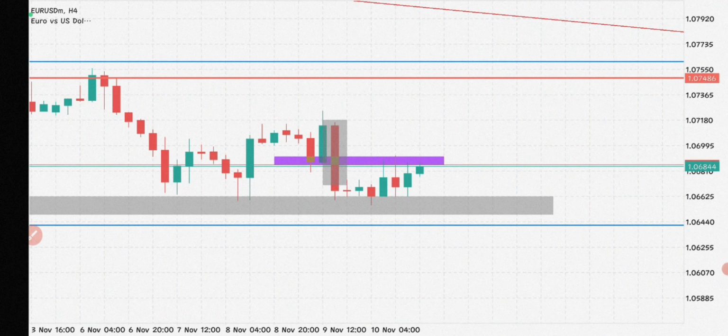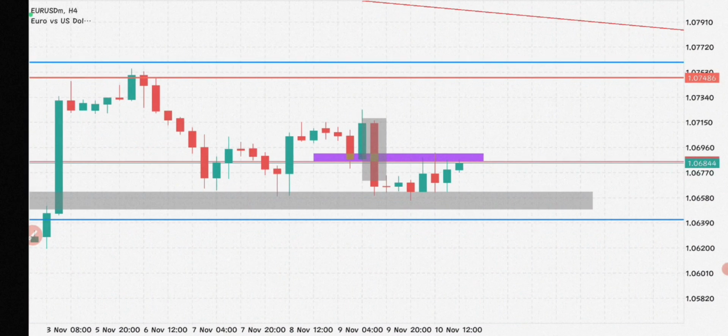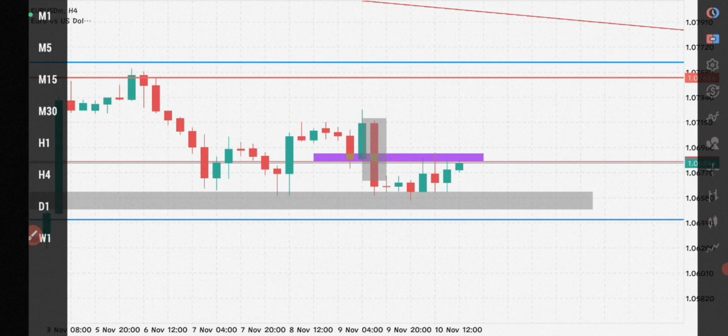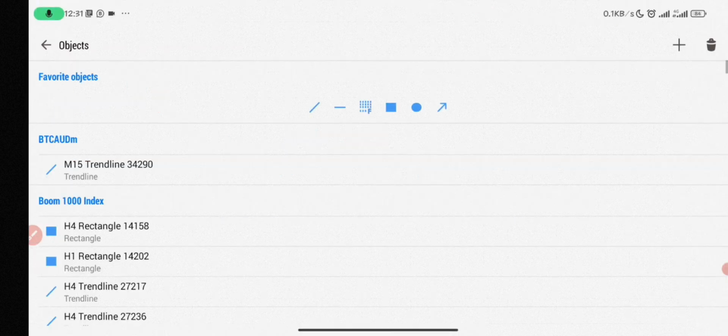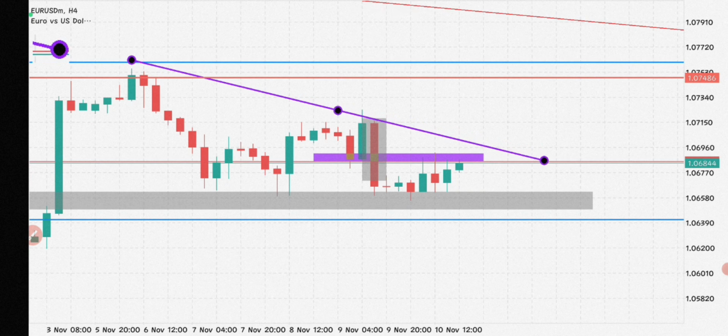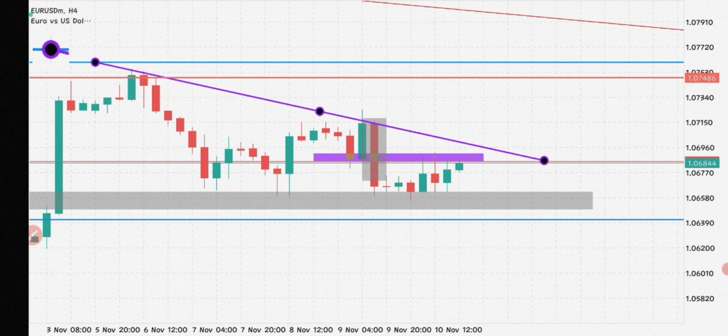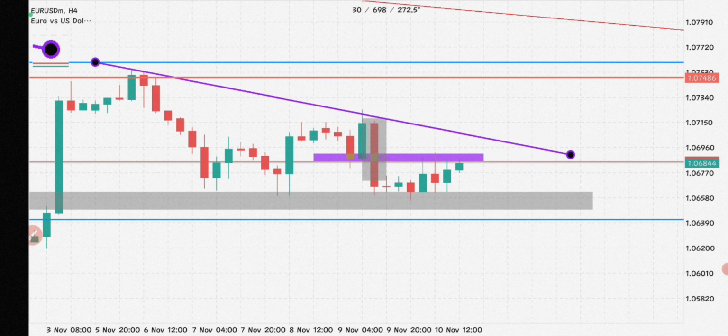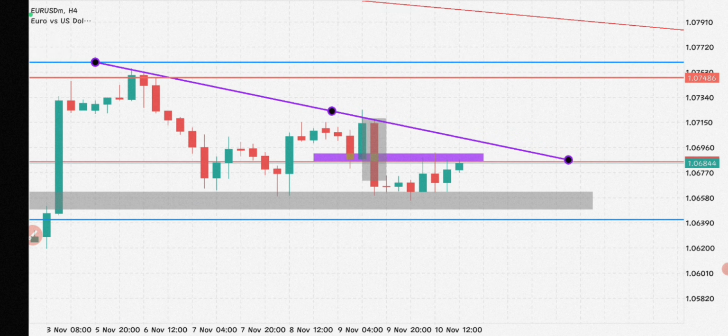So if it breaks the zone, then we are expecting the market to create another high. Since we are already having a downtrend from the 4 hours time frame, we are having a trend line.